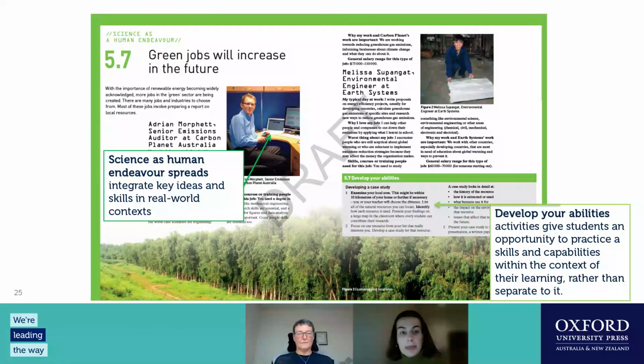Our Science as a Human Endeavour spreads incorporate these Develop Your Abilities activities that give students an opportunity to practice a certain skill or capability within the context of their learning, instead of learning it separately. Much like the Check Your Learning questions, the keywords are bolded to help with keyword recognition in students.